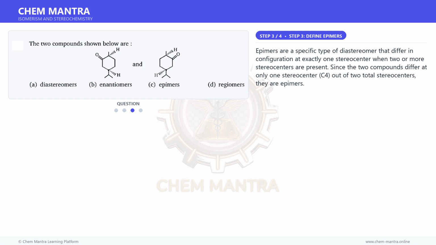Moving on to the next step. Epimers are a specific type of diastereomer that differ in configuration at exactly one stereocenter when 2 or more stereocenters are present. Since the two compounds differ at only one stereocenter, C4, out of 2 total stereocenters, they are epimers.